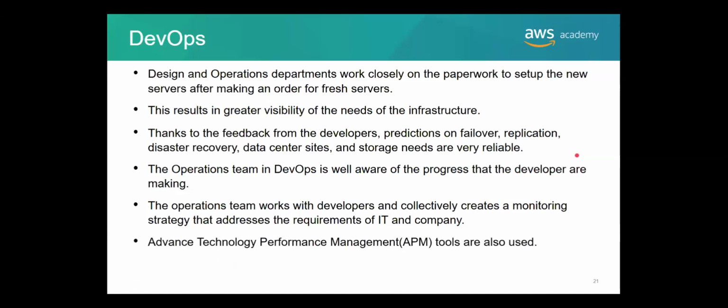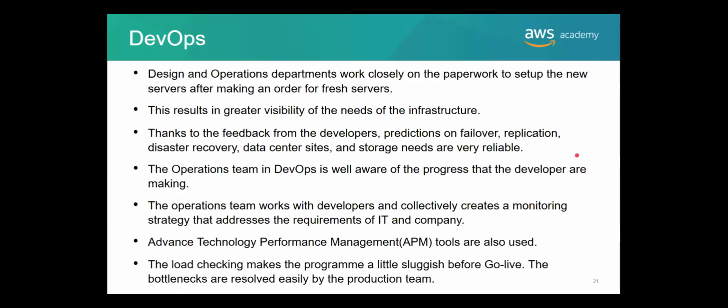Next one, advanced technology program manager, that's called APM tools, are also used. So when I want to add some new features, I have to make use of the new technology as well. That is your application performance management. Next, again here the load checking makes the program a little sluggish before go live, so the bottlenecks are resolved easily by the production team.